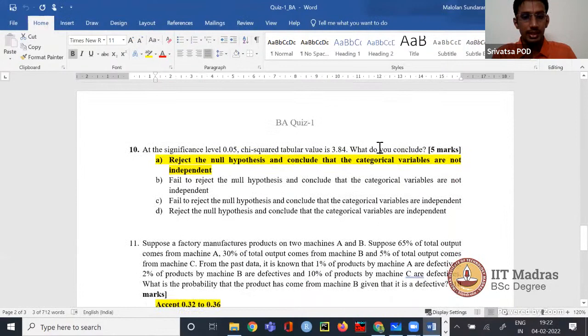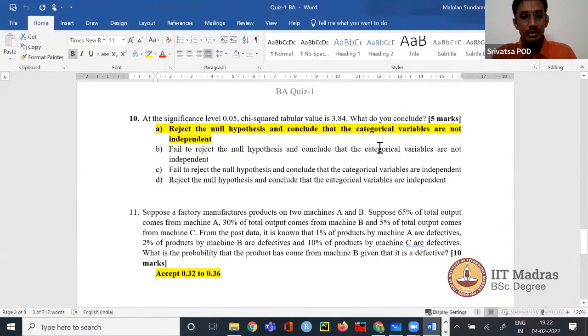And finally, you will have to comment on whether you reject the null hypothesis or fail to reject the null hypothesis. In this case, the calculated value happens to be greater than the tabular value. Therefore, you reject the null hypothesis and conclude that the categorical variables under consideration are not independent. So these are all straightforward applications of what you looked at in the practice assignment. Conceptually, this would have been easier for you, but it would have been computationally expensive, of course.